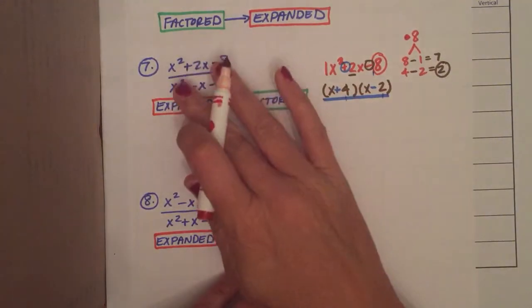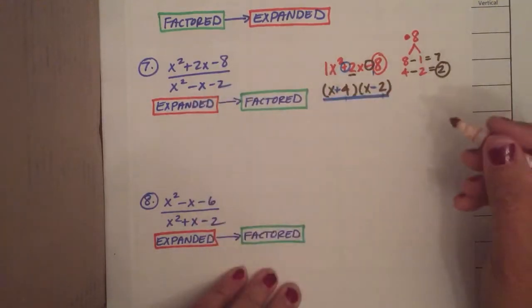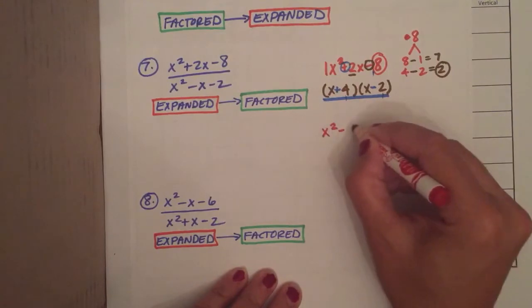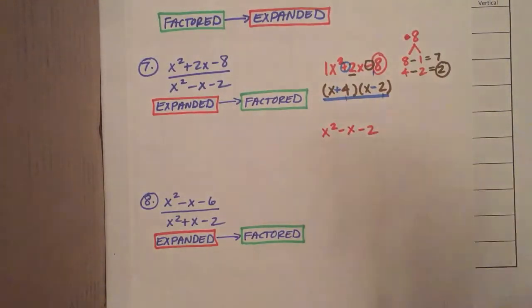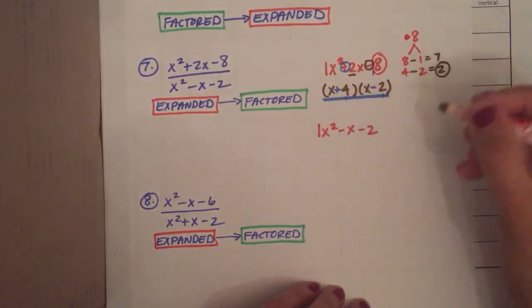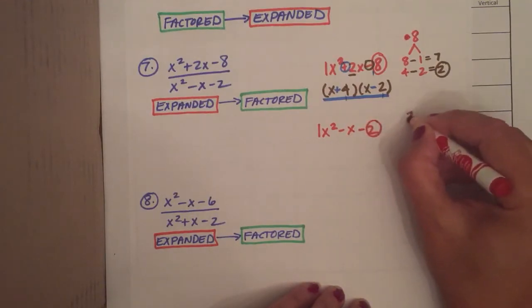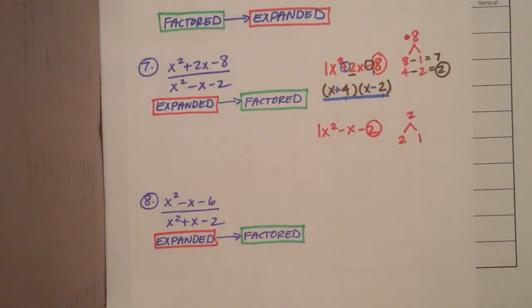So I'm going to look back over here at my denominator, which is x squared minus x minus 2. So I've got x squared minus x minus 2. And I'm going to follow the same format. My a value is 1, so I don't have to do the multiplying of a times c. So I'm going to take my c value, which is 2, and I'm going to find factors of 2. And that's not going to be hard because there are only 2 and 1.